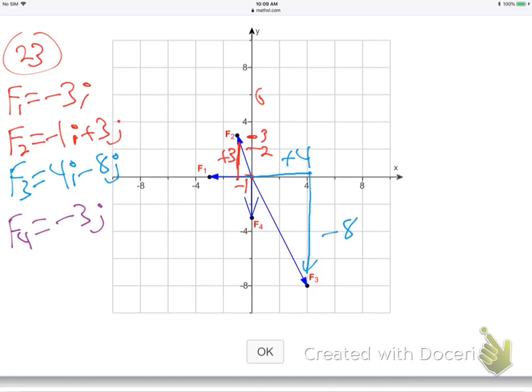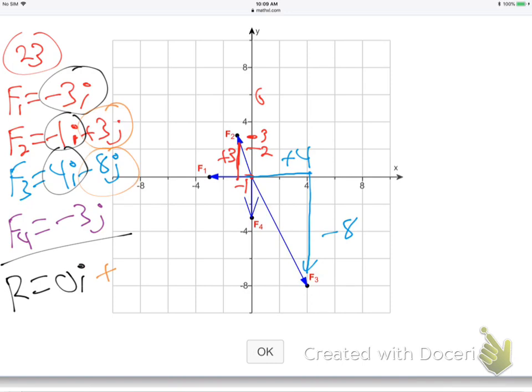I just want you to add those up. Add the I's with the I's, the J's with the J's. So the resultant force, let me do the I's here. Minus 3I, minus 1I is minus 4I. Plus 4I, that's 0I. It's funny. Okay. And then what about the J thing?